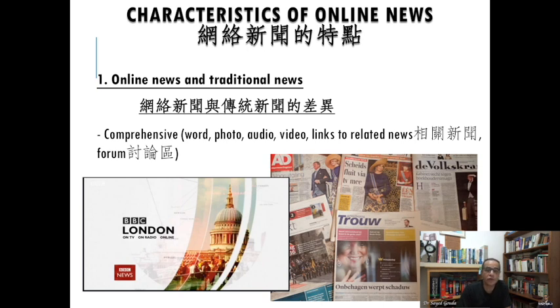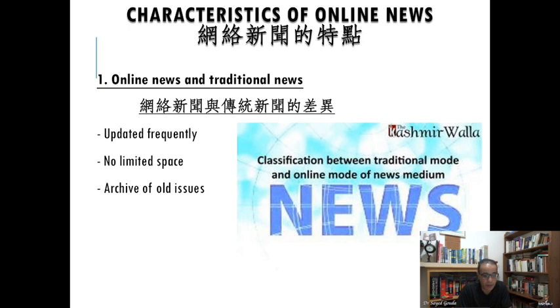The online news is also updated frequently, while the traditional news is updated every day, only once a day, or if there are several editions for the newspaper, maybe 2 or 3 times a day. But the online news can be updated every minute if you want.